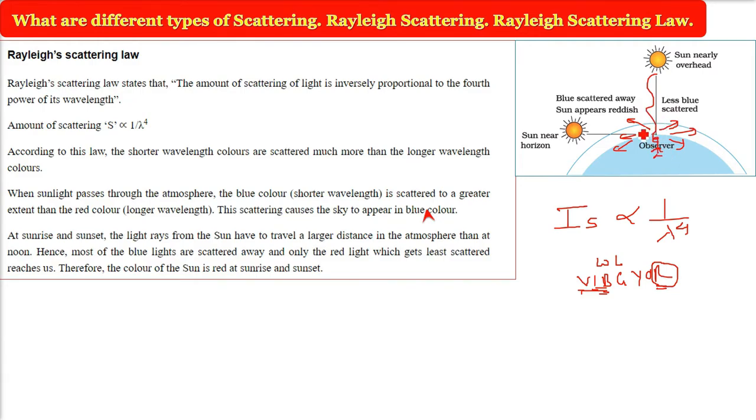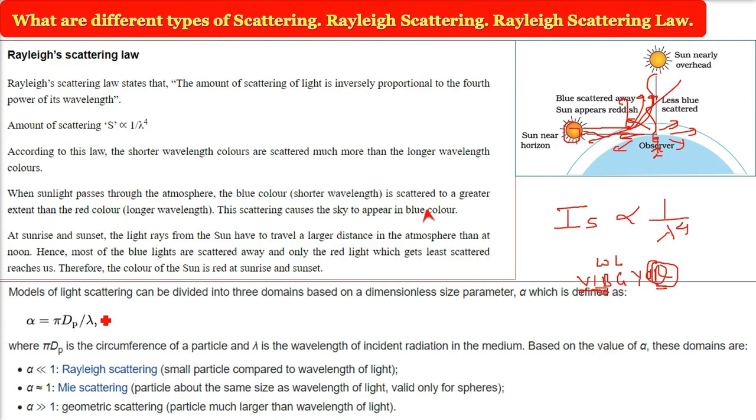Now when it comes to the evening and the morning time, what happens? Because the distance is greater for the observer, the blue light gets scattered away from us, in the other direction. So you only see the red, hot and orangish kind of sun when it is at the horizon. So this is how the scattering effect makes different scenarios like the Tyndall effect, etc.